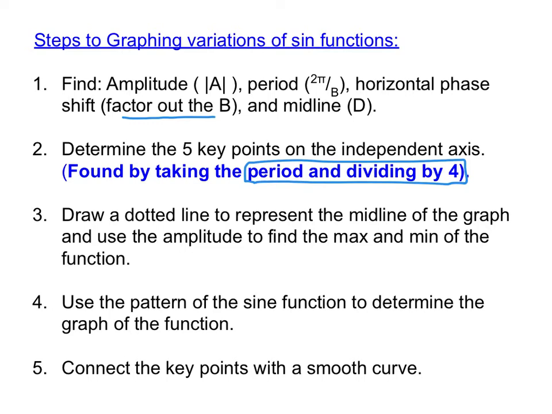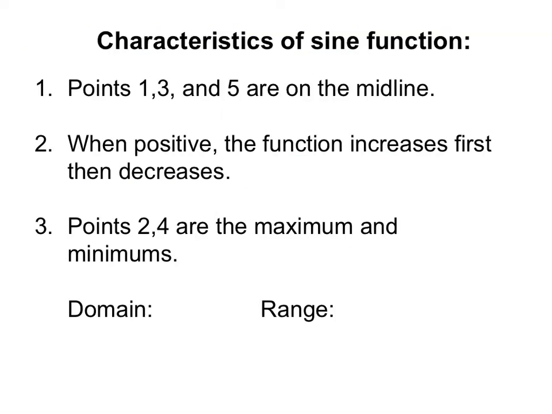We're then going to draw a dotted line to represent the midline of the graph, and we're going to use the amplitude to find the height, the maximum and the minimum of the function. And then we're going to use the pattern of a sine function to determine the graph. And then we'll connect it with a nice smooth curve. So here are the characteristics that you need to know with a sine function. Points 1, 3, and 5 are on the midline.